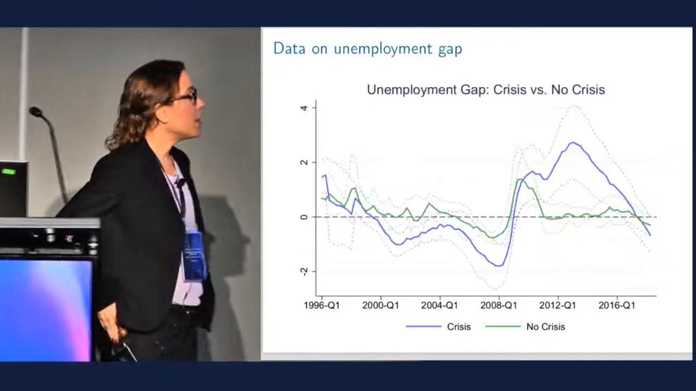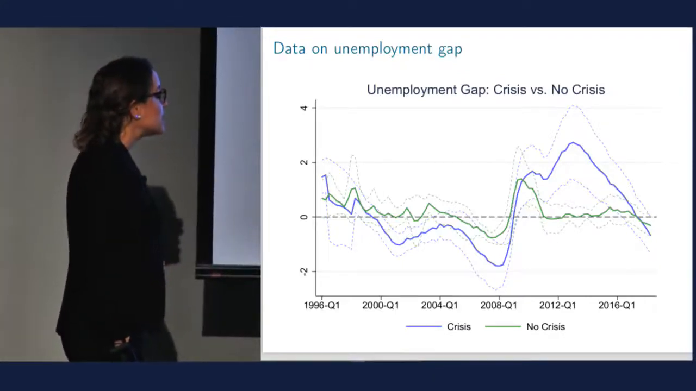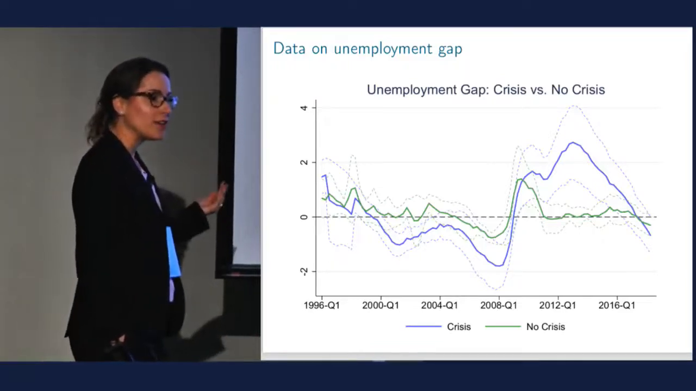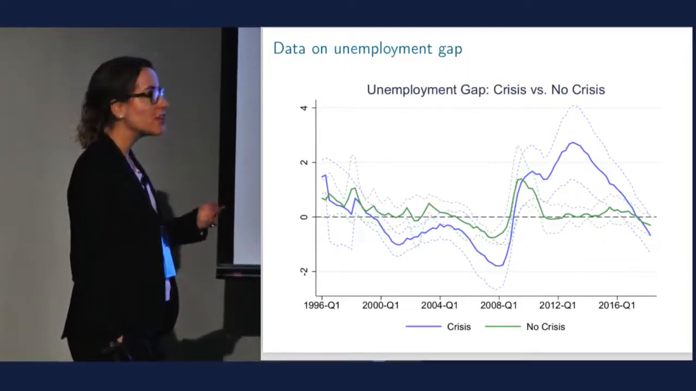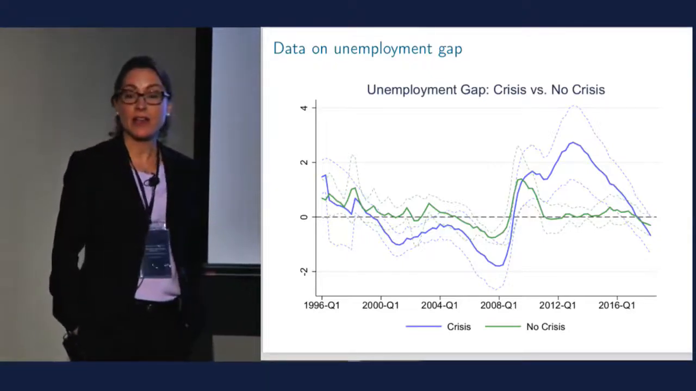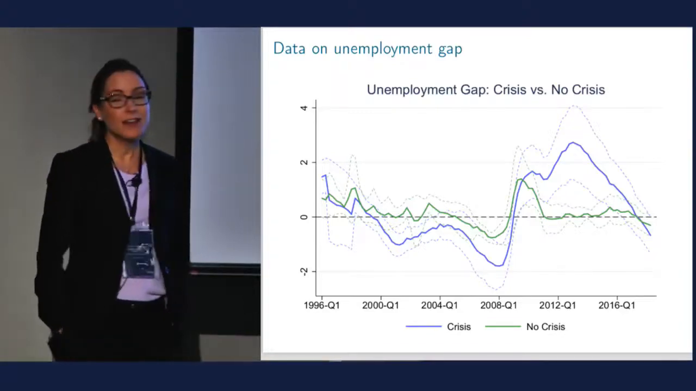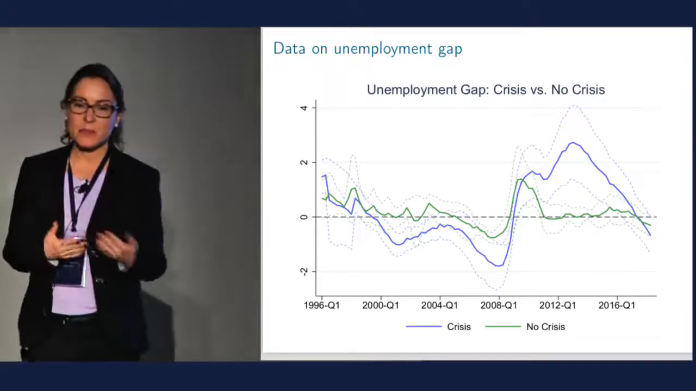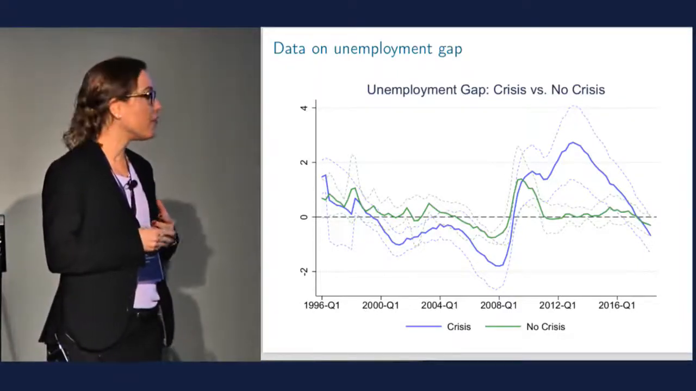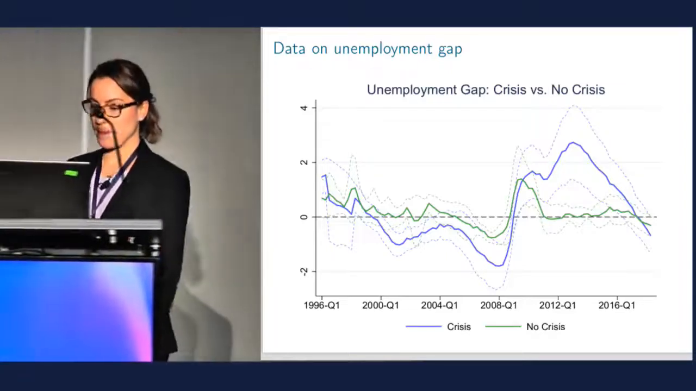In terms of the unemployment gap, the picture I think is even more interesting. We see before the crisis a boom in both no crisis countries and crisis countries, but the effect of the crisis on the unemployment gap in crisis countries is much more persistent, right? So this is basically giving you a glimpse, a short summary, of the data that feeds into the regressions that I was showing you before.